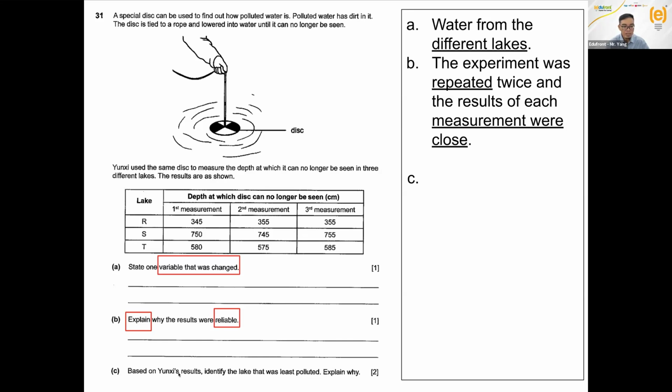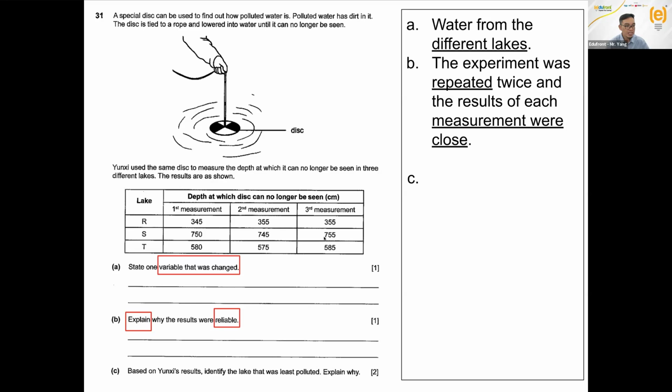Okay, next one. Based on the result, identify the lake that was least polluted. So which is the answer here? Okay, can you guys type your answer? Which lake do you think is the least polluted? Okay, type in the group chat. Which lake is the least polluted? Okay, very good. Some of you put R, some of you put T.